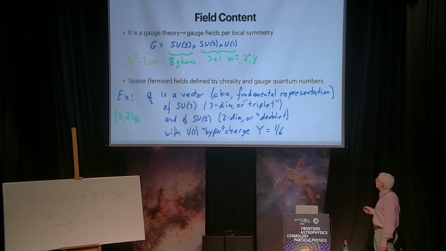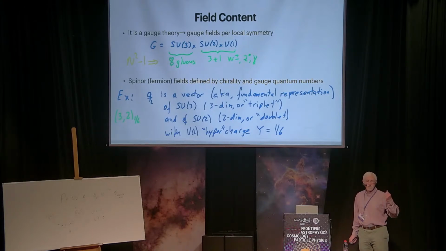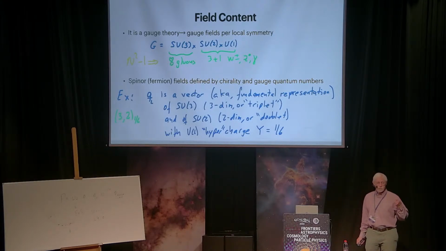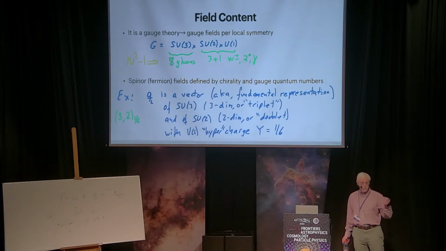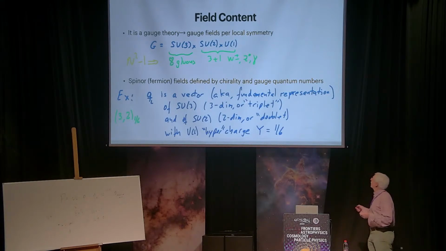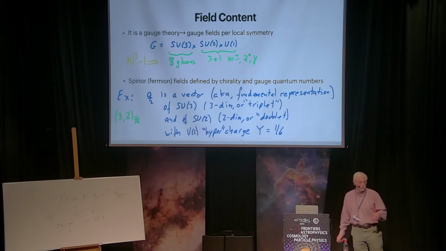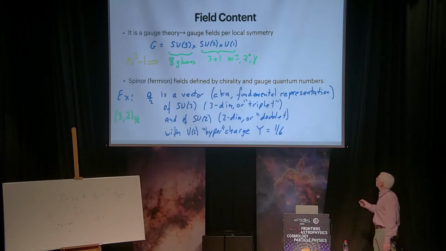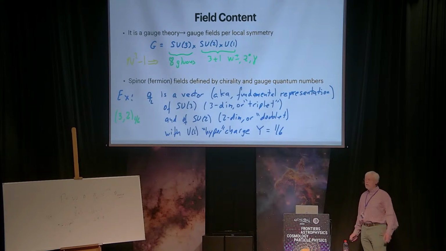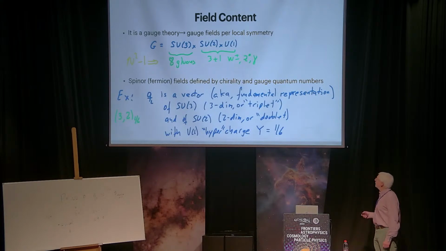So for SU3, that means there's 8. Those are 8 gluons that are responsible for the strong interactions. And then SU2 has 3, and U1 has 1. And those 3 plus 1 together account for the particles responsible for weak interactions, the W bosons, W plus and W minus, and the neutral Z boson, which is also part of the weak interactions, and of course the photon. And that's it. Now we have to just specify the fermion fields, or the spinors.